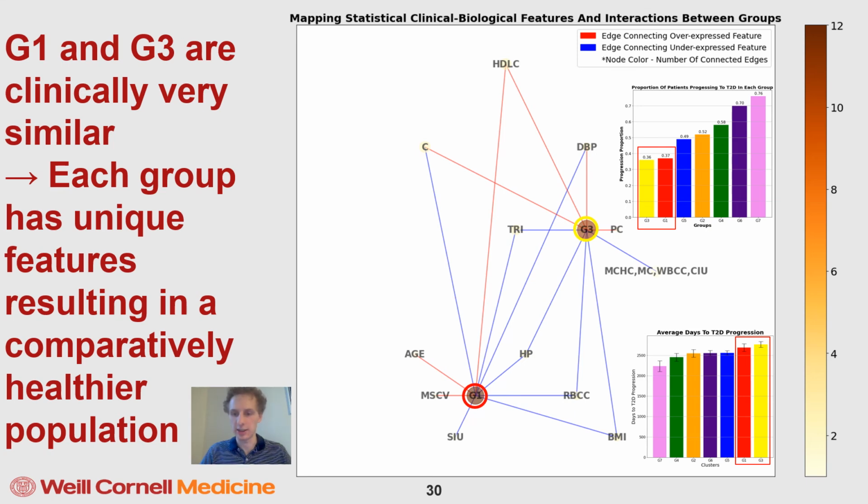The takeaway of this graph is that while some TRFs exhibit the same expression for both groups, such as HDL-C, which is HDL cholesterol, a majority of the TRFs are either expressed in the opposite direction between the two groups, such as C, which stands for cholesterol, and DBP, which stands for diastolic blood pressure, or are uniquely expressed by one of the two groups, such as age for group 1 and PC, which is platelet count for group 3.